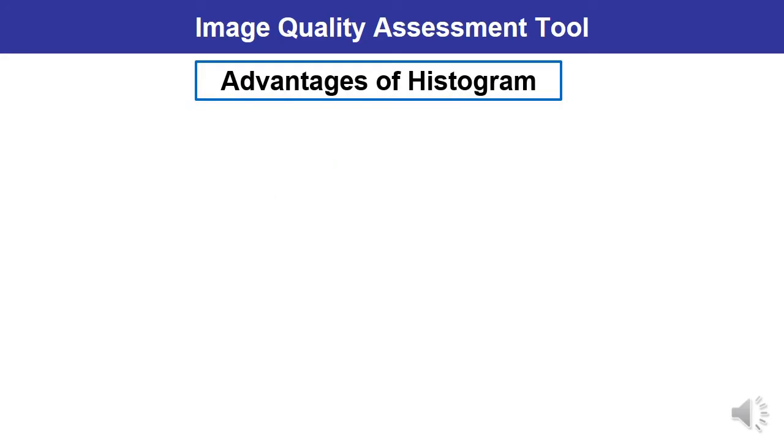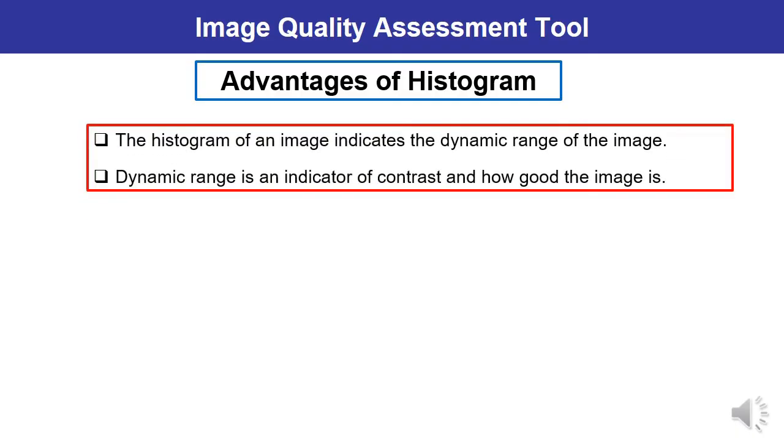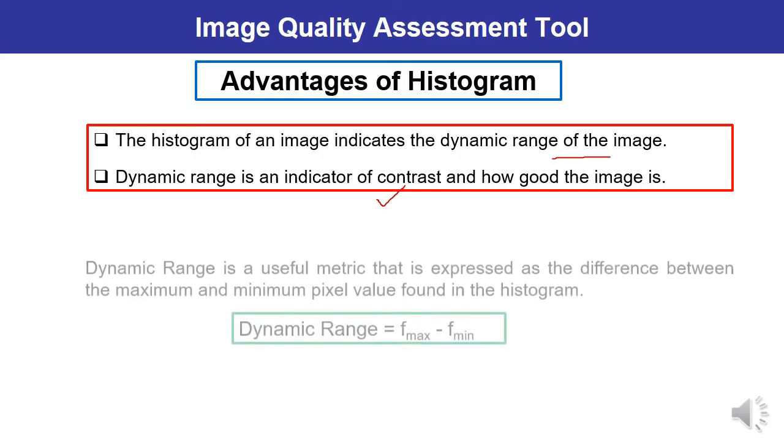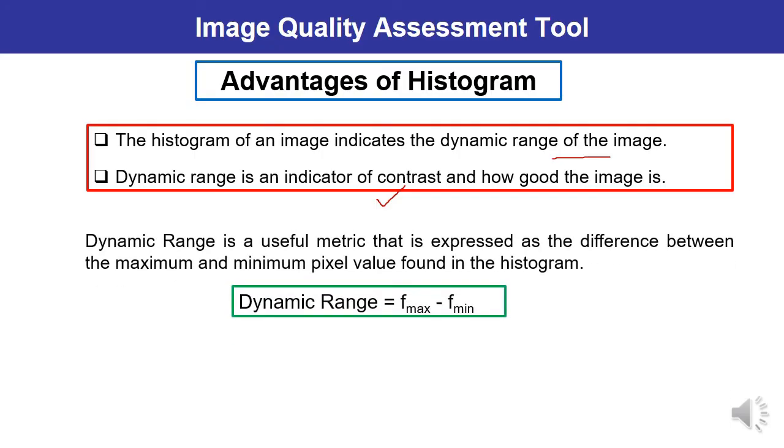What are the advantages of histogram? The histogram of an image indicates the dynamic range of the image. This is a very important advantage of the histogram, and dynamic range itself is an indicator of contrast. Therefore, it defines how good the image is. Dynamic range is a useful metric that is expressed as the difference between the maximum and minimum pixels which have been found in the histogram.